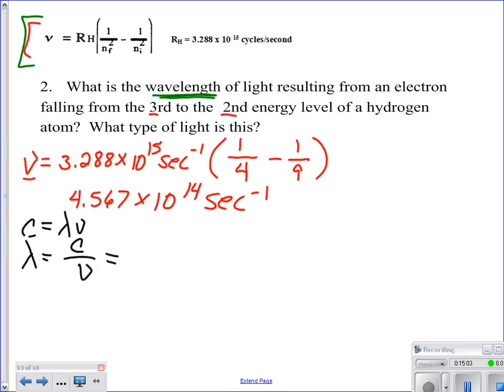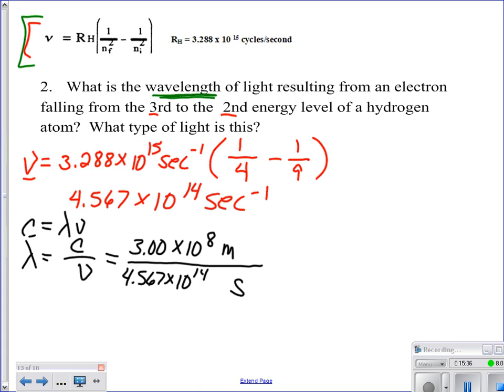So really, I guess you could say we're using algebra. I know we've been stressing dimensional analysis. I'm using algebra, but I'm showing my units to keep myself honest and to make sure I'm not making any mistakes. So I'm using some dimensional analysis in there as well. And I am going to say that it's 3.00 times 10 to the 8th, in meters per second, and I am going to divide that by my frequency that I just calculated, 4.567 times 10 to the 14th, 1 over seconds.